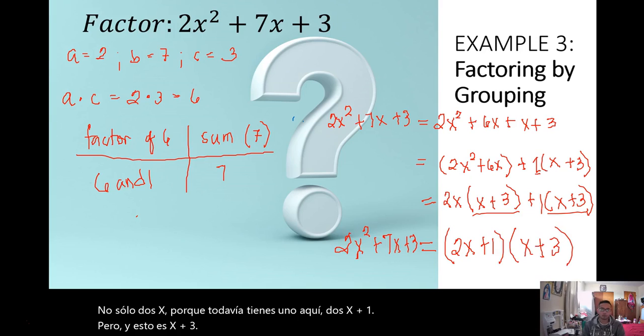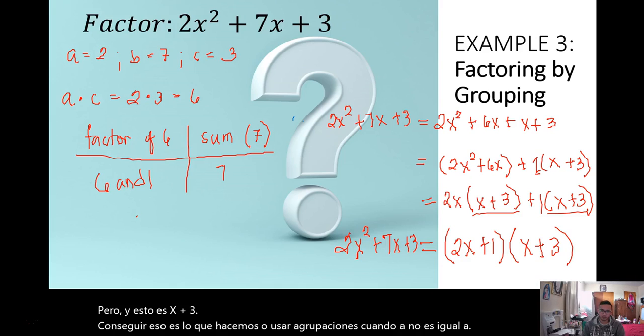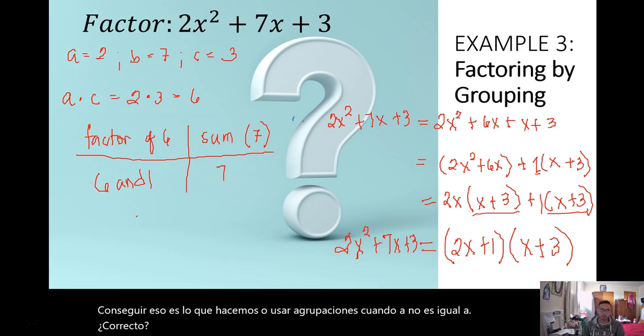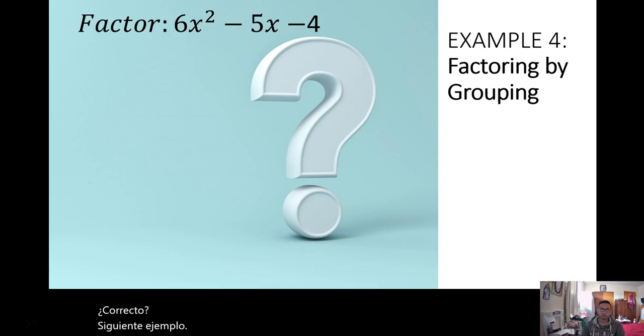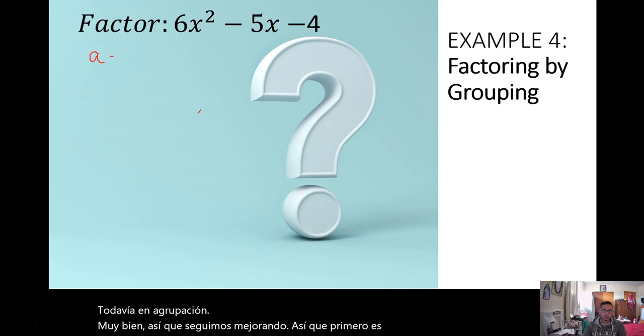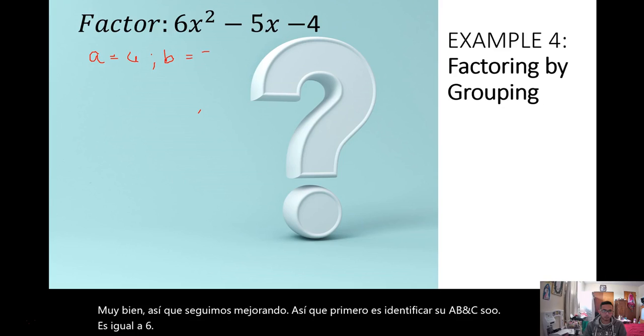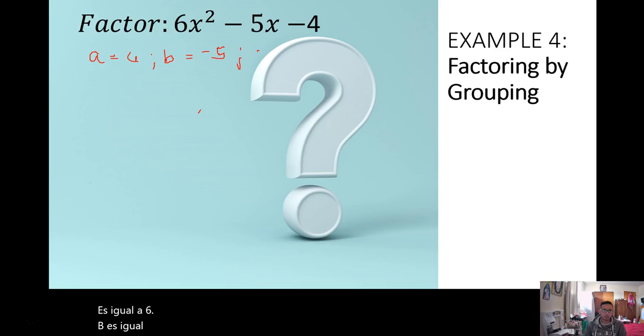Okay, so that's how we factor using grouping when a is not equal to 1. Right? Next example. Still in grouping. All right, so we're still in grouping. So first, identify your A, B, and C. So A is equal to 6, B is equal to -5, and C is equal to -4.